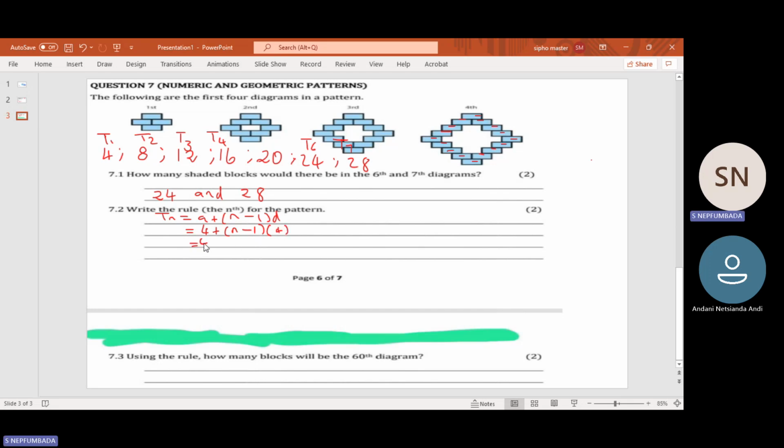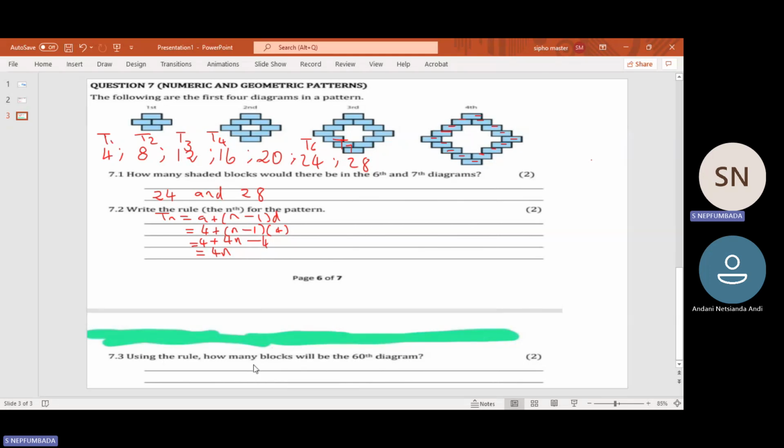So when we simplify, this is 4 plus 4n minus 4. The 4 and 4 cancel, and we're left with 4n. So it means our formula is Tn equals 4n.